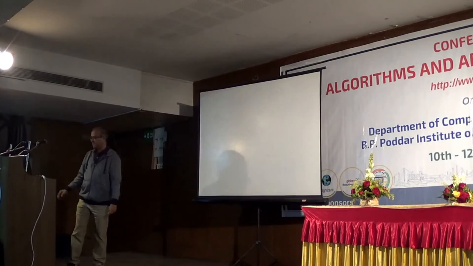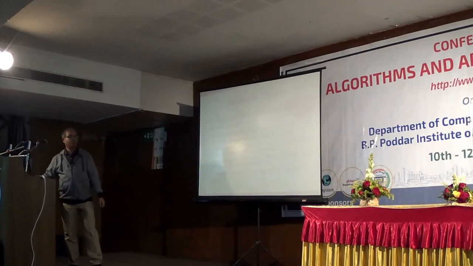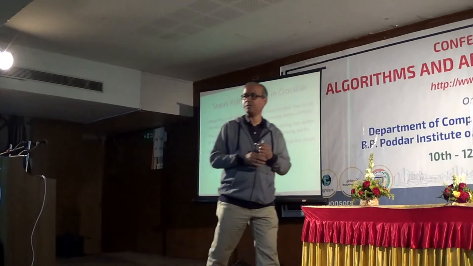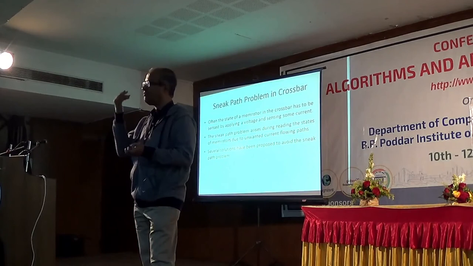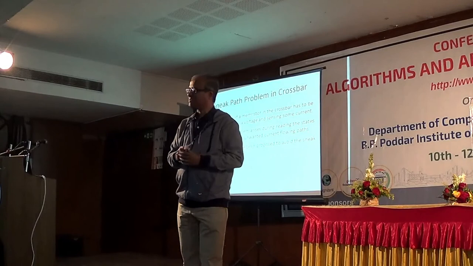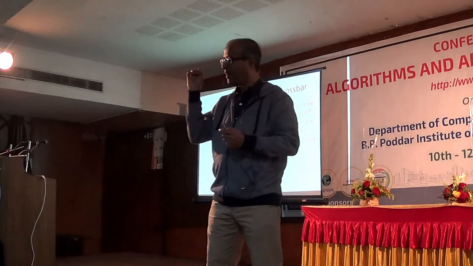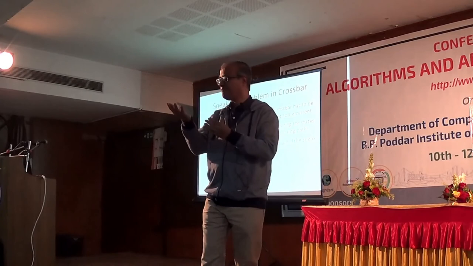Fine. So the state can be represented by a binary matrix. Now, there is a problem in crossbar. Let me just mention that problem and possibly one solution. Suppose I have stored some data in my crossbar memory and I want to read the value of one of the memristors. There is a problem called sneak path. You are trying to read the value of a particular memristor, but because of some phenomenon, the value you are reading out may be wrong.